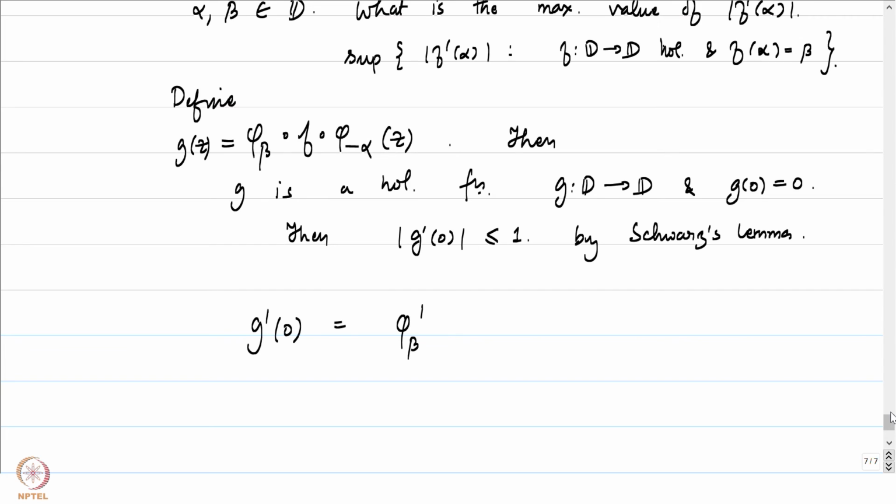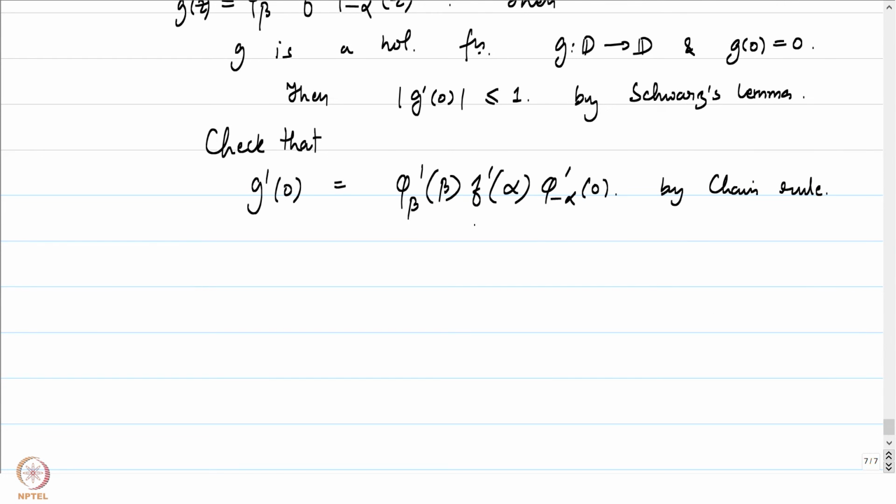So this is going to be phi beta prime evaluated at f of phi minus alpha of 0, which is exactly beta. If you notice, 0 is mapped to alpha and alpha is mapped to beta by f. So this is phi beta prime at beta times f prime at phi minus alpha of 0, which is equal to alpha, times phi minus alpha prime at 0. This is precisely what we will have by the chain rule. Check that. This is what happens by the chain rule.